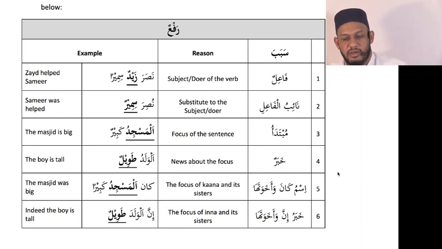Number 5, ism kana wa akhawatiha. The mistake there should be wa akhawatiha. So kana, if you've done it before, you know it. Kana al-masjidu kabiran. The masjid was big. Al-masjid there is ism kana. And number 6, khabru inna wa akhawatiha. Inna al-walada tawilun. Verily the boy is tall. Tawilun is the khabr inna, and therefore it is in raf'un.